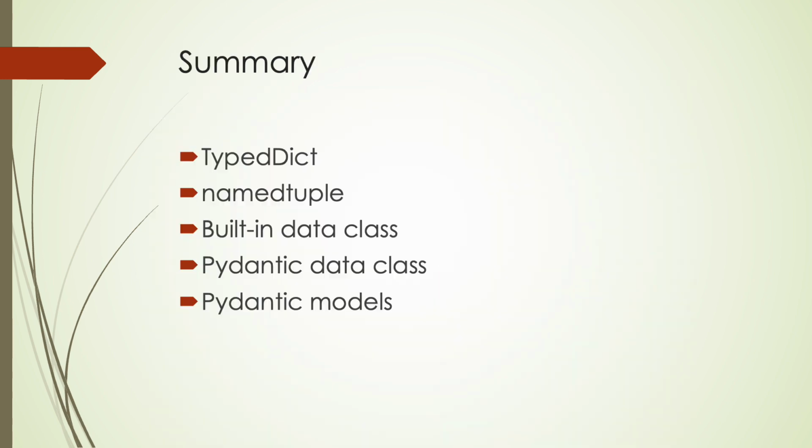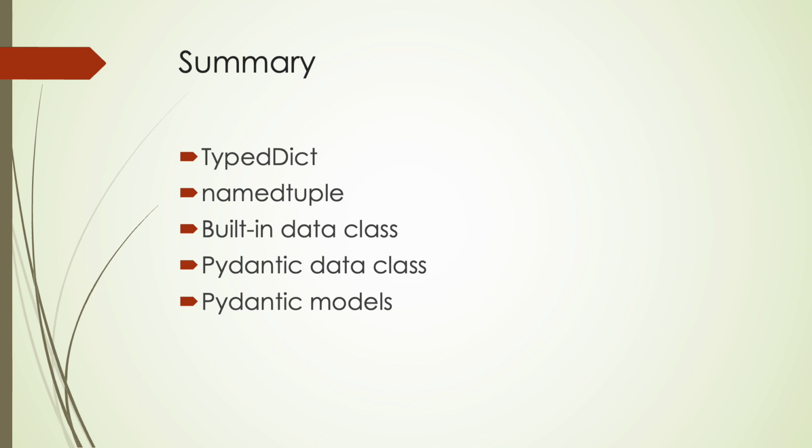In this video, we introduced some common data structures, including dictionary, named tuple, data class, and Pydantic model. For very simple key-value pair data, dictionary is normally the best choice because there is no need to create a class for it. TypedDict is optional and is normally used to add type annotations for dictionaries.